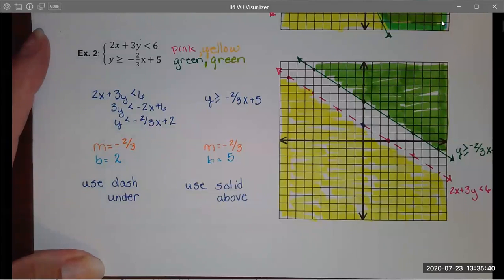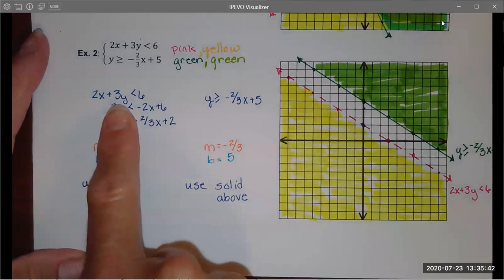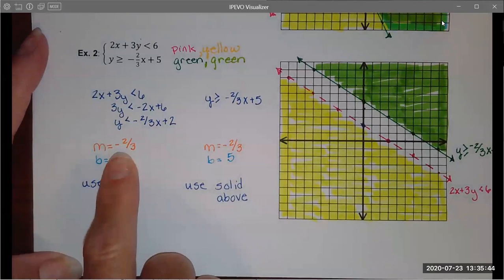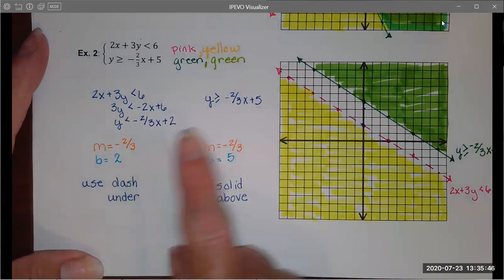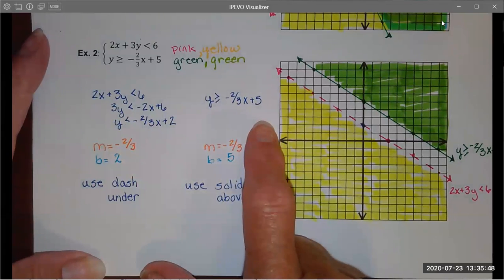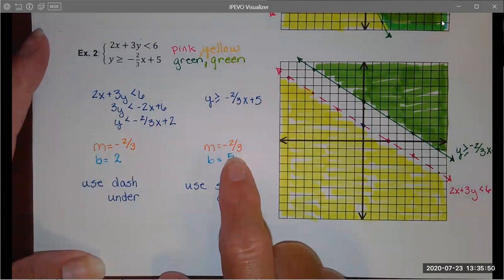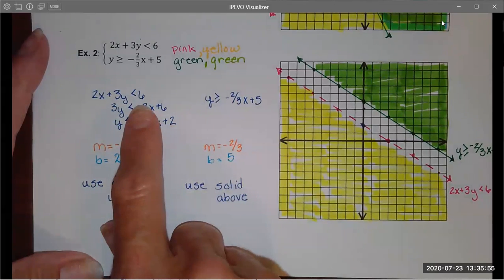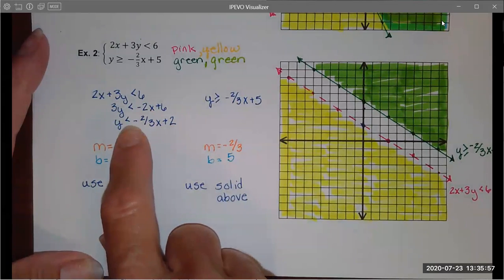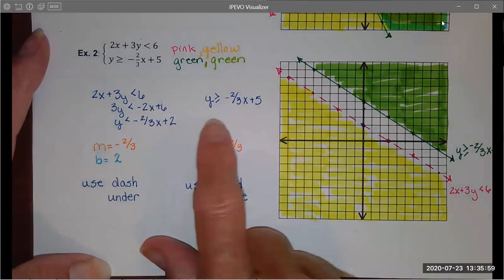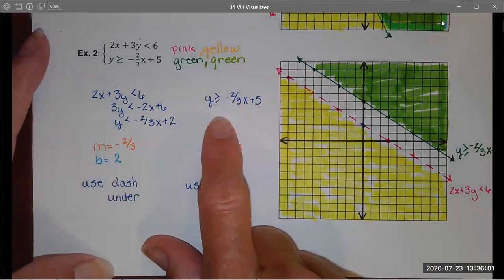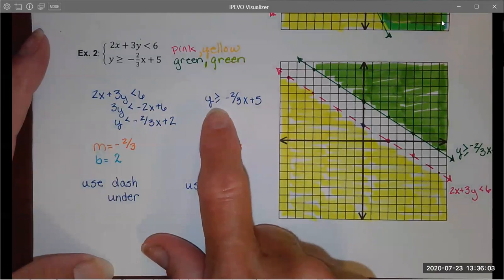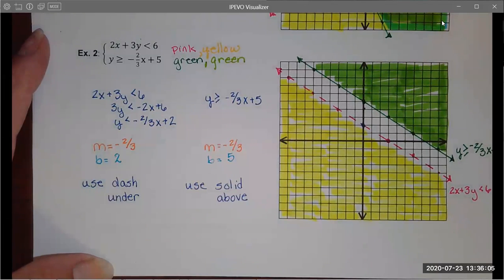All right, here's what I came up with. I took my first equation and I solved for y, identifying the slope and the y-intercept. The second equation was already in slope-intercept form, so I just identified the slope and the y-intercept. Because this is just less than, I know that it's a dashed line, and to shade below. For this one it's solid, and above for the greater than or equal to sign.